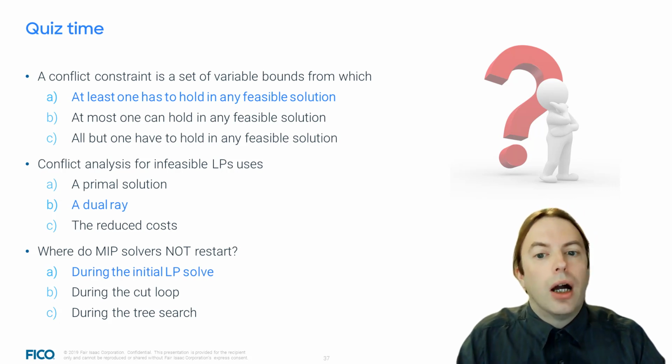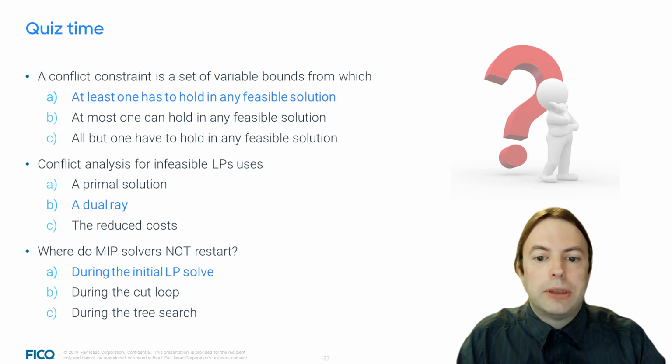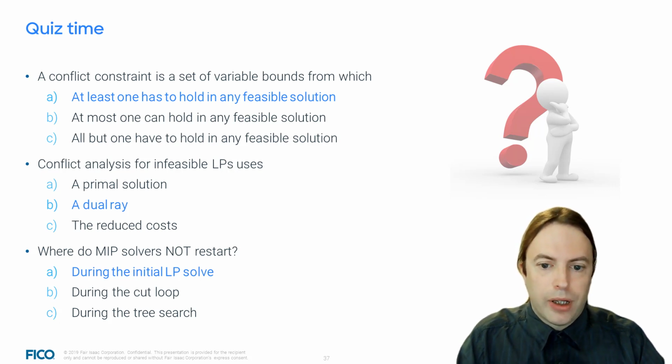First question. A conflict constraint is a set of variable bounds from which at least one has to hold in any feasible solution. Second question, conflict analysis for infeasible LPs uses a dual ray. And last question, where do MIP solvers not restart? That's during the initial LP solve.